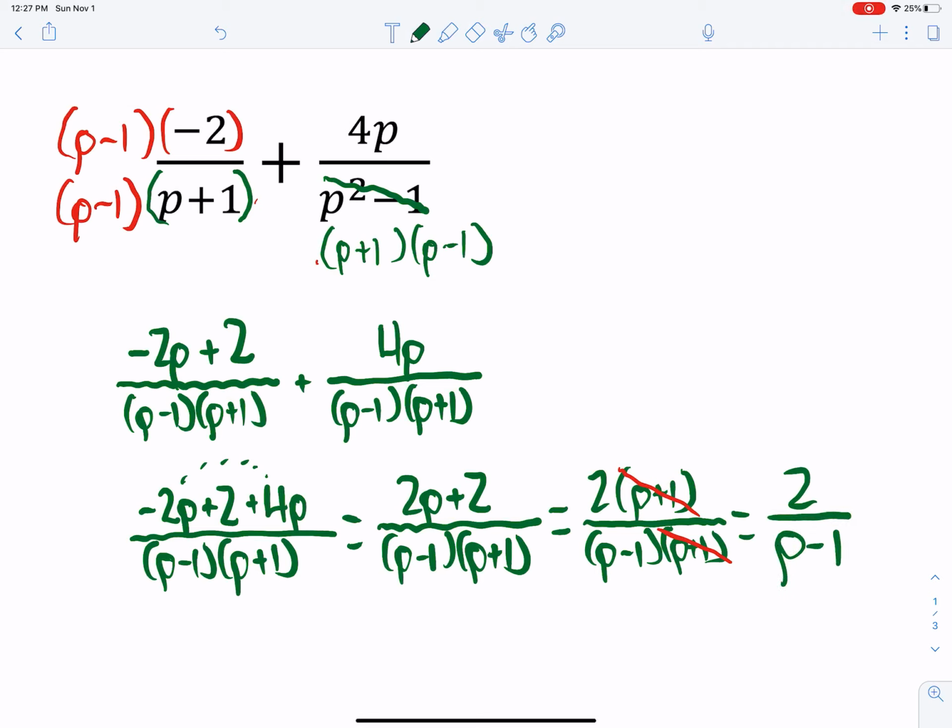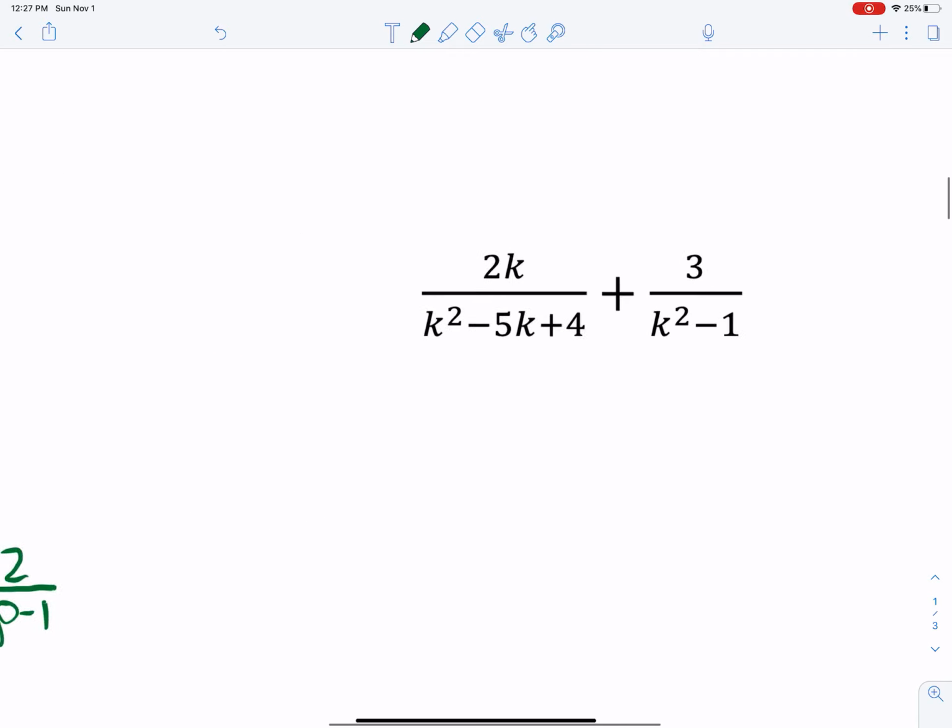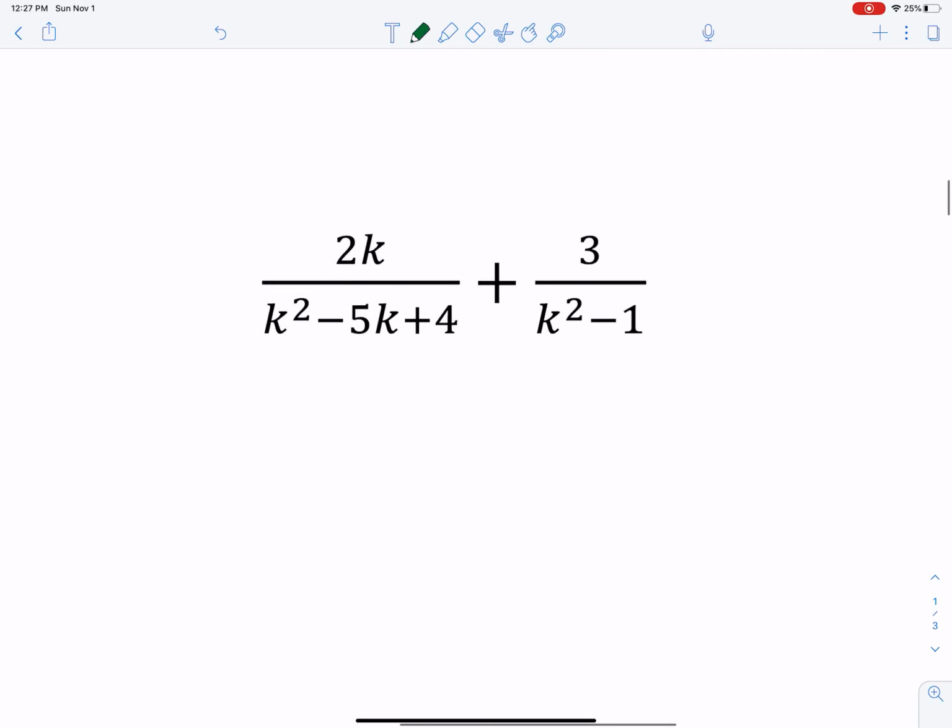These adding problems do have a lot of steps, so be careful as you're going through. Let's look at another adding problem. So again, before you start thinking about getting common denominators, you need to factor the denominators you're starting with. On the bottom of the first one here, to multiply to be a positive 4 but add up to a negative 5, you would need a minus 4 and a minus 1. So we have k minus 4 times k minus 1. That's our bottom part of the first one.